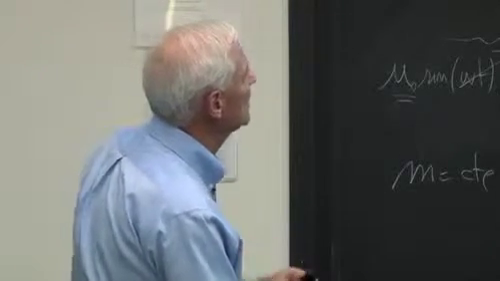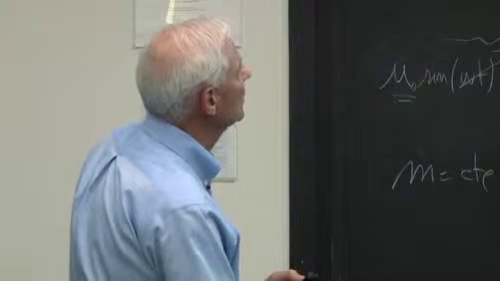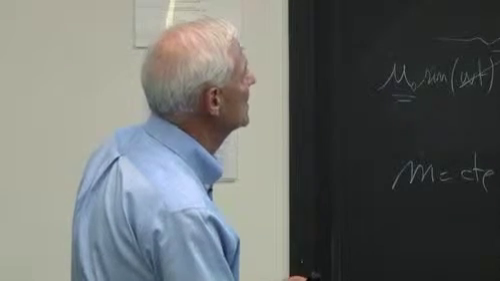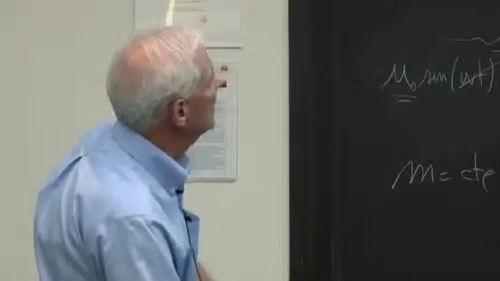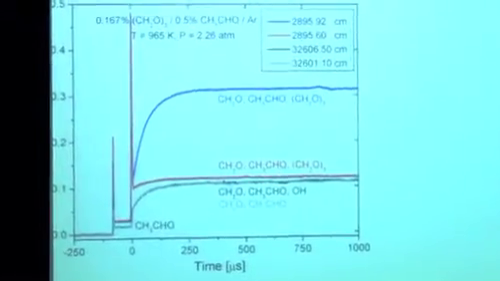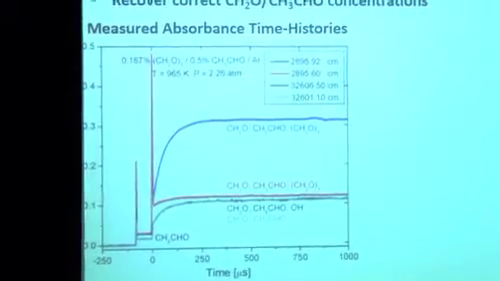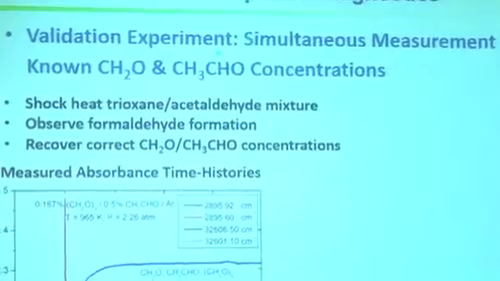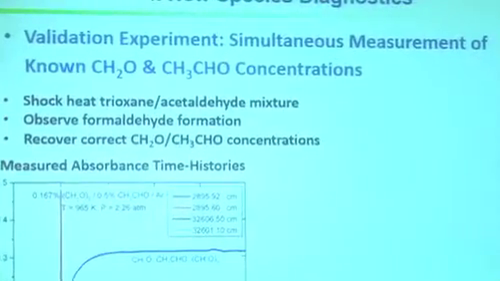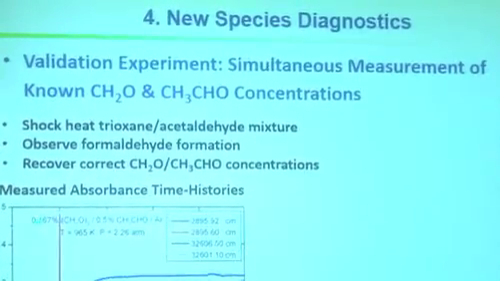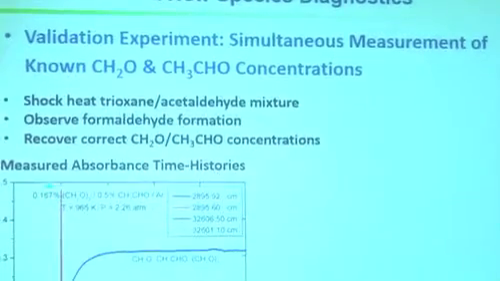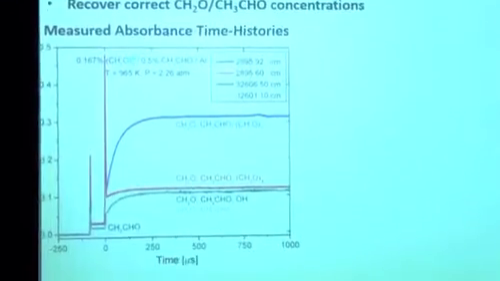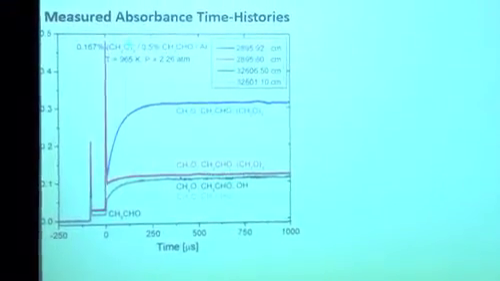Now he has to check himself. And so we have to have a way to produce these species. Here's his experiment. He heated something called trioxane. Trioxane is something you can buy, which when it comes apart produces formaldehyde. You also can buy the acetaldehyde. So now he does an experiment here with 0.167% trioxane. That means as soon as it comes apart, you're going to get 0.5% of formaldehyde.